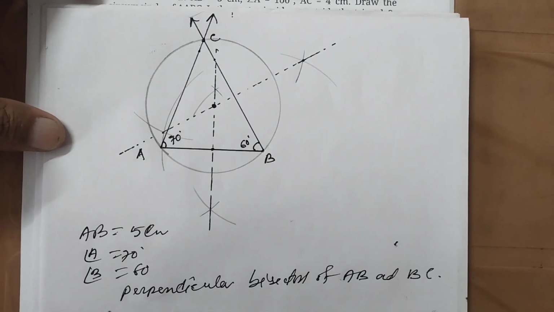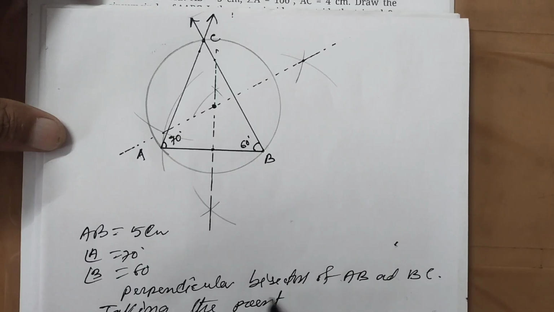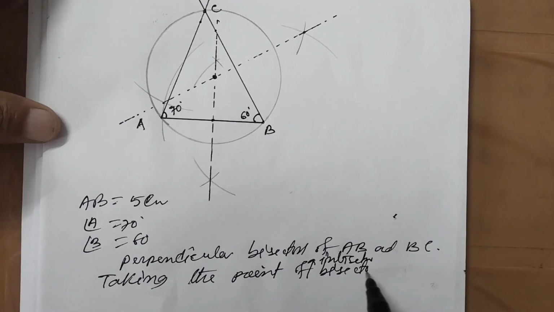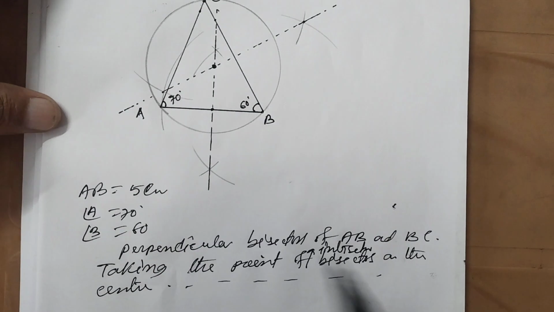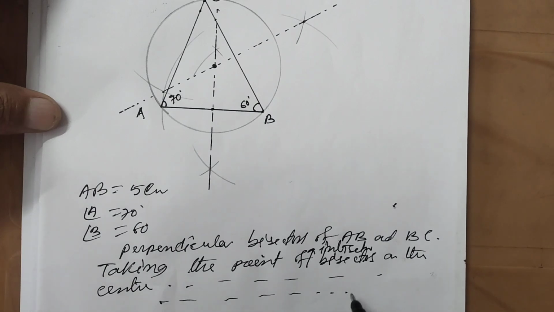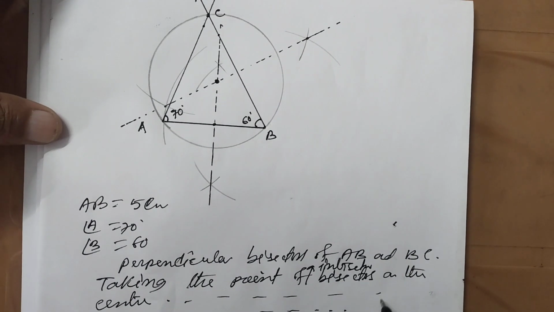So you can write that also. Taking the point of intersection of the two bisectors as the center, and draw a circle passing through the points A, B and C, which is the circumcircle of the triangle ABC. And this is the complete solution.